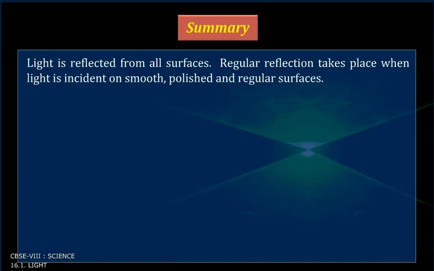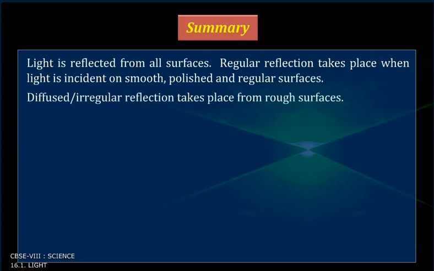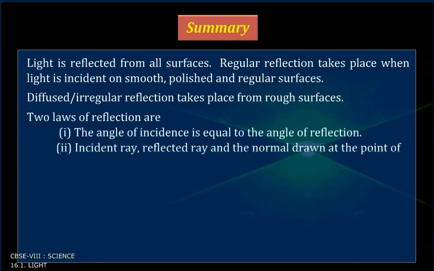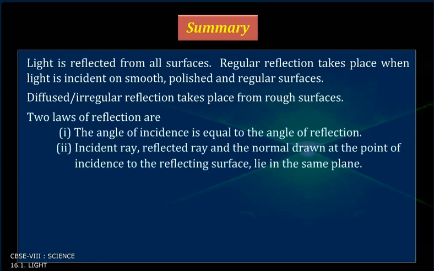Summary. Light is reflected from all surfaces. Regular reflection takes place when light is incident on smooth, polished and regular surfaces. Diffused or irregular reflection takes place from rough surfaces. Two laws of reflection are: 1. The angle of incidence is equal to the angle of reflection. 2. Incident ray, reflected ray and the normal drawn at the point of incidence to the reflecting surface lie in the same plane.